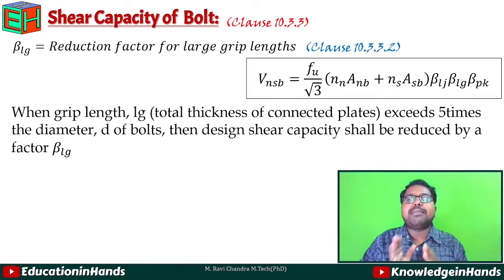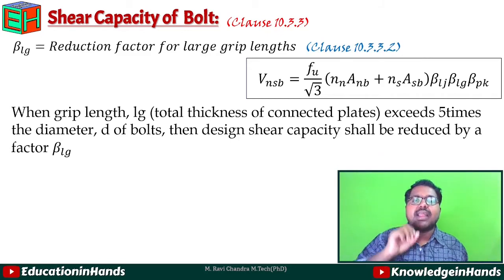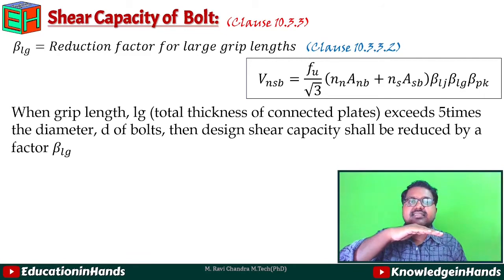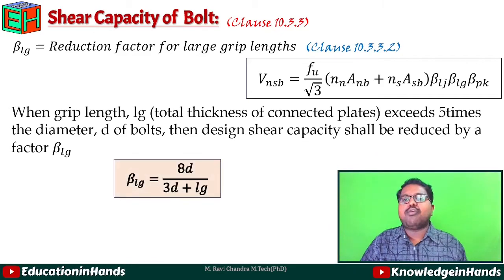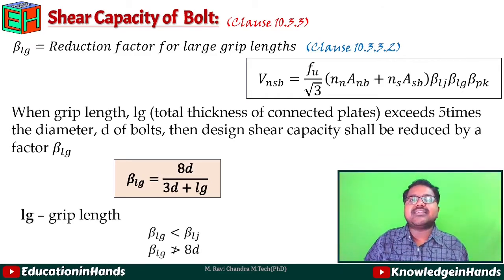So in simple words, LG, the total grip length, means the total thickness of the connected plates. If it is more than 5 times the diameter of the bolt, then the beta LG reduction factor will be multiplied with this VNSB or VDSB. So what is this beta LG? Beta LG equals 8D by 3D plus LG, where D is the diameter and LG is the grip length.